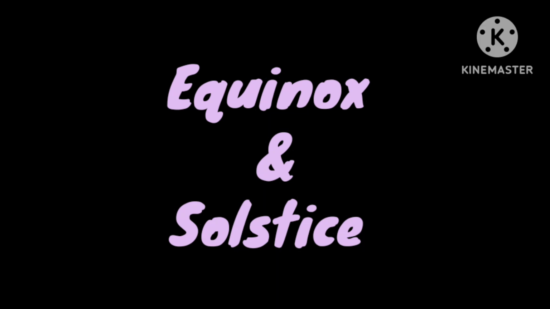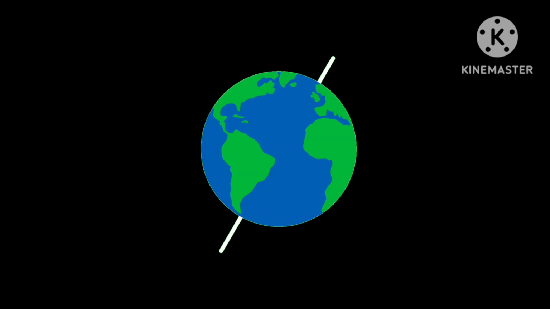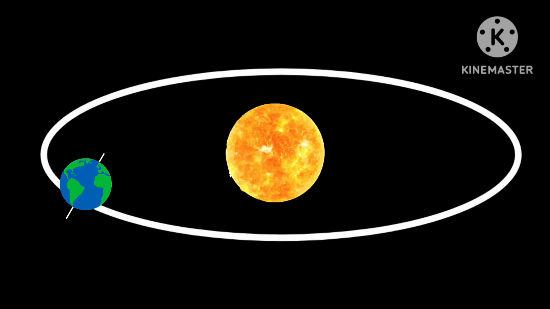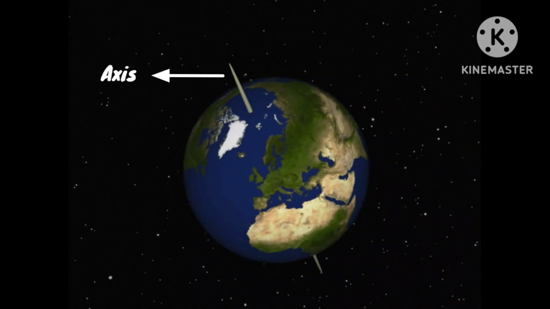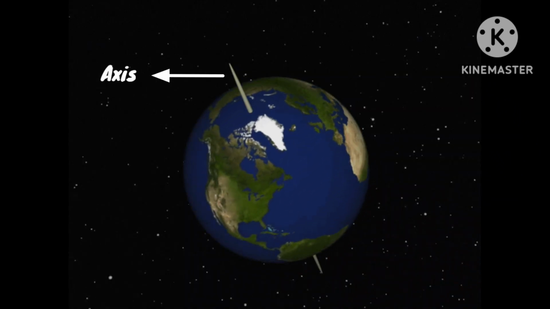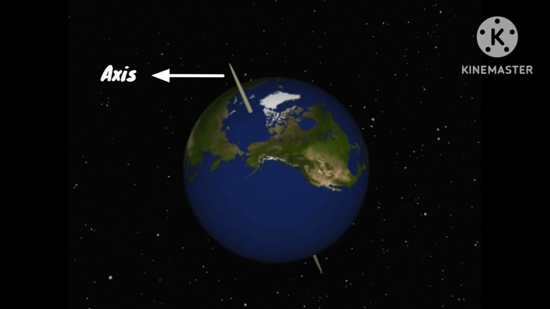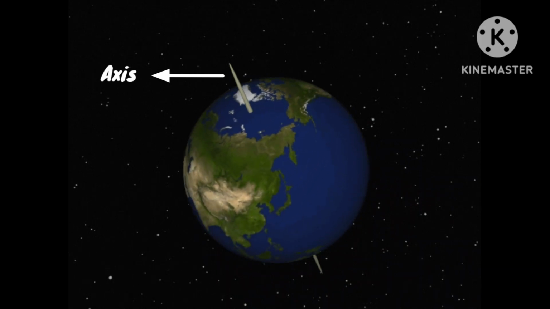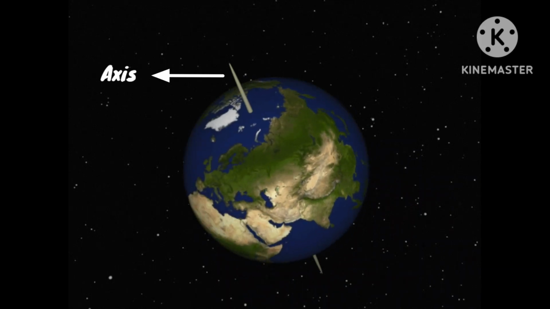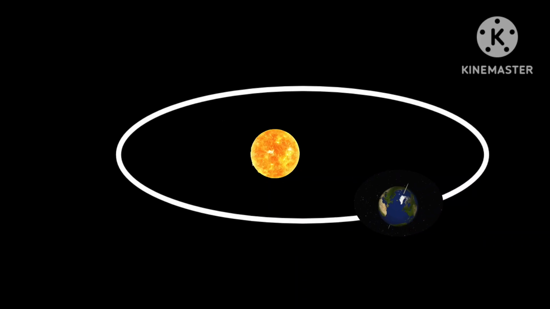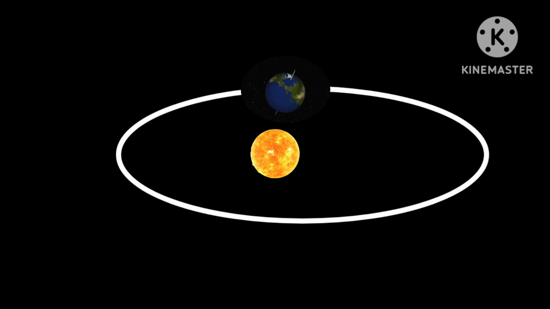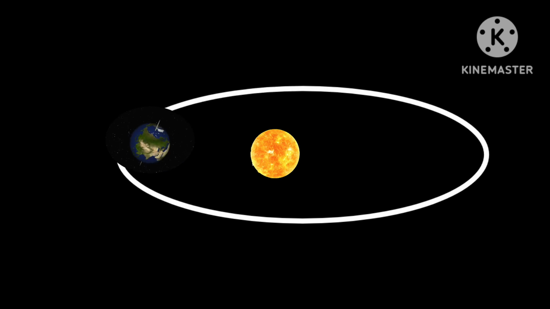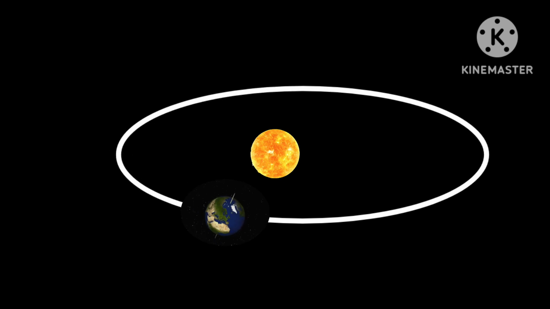Equinoxes and solstices are a result of two things. First, Earth's tilt, and second, its orbit around the Sun. We all know that Earth rotates on its axis, which is called rotation, and it causes day and night. And when this spinning Earth revolves around the Sun on its orbit, it is called revolution, which causes seasons.